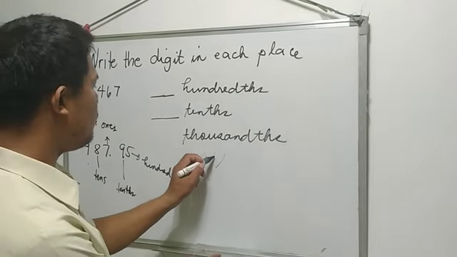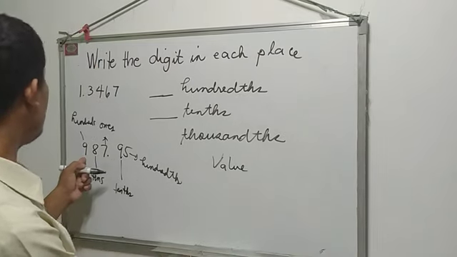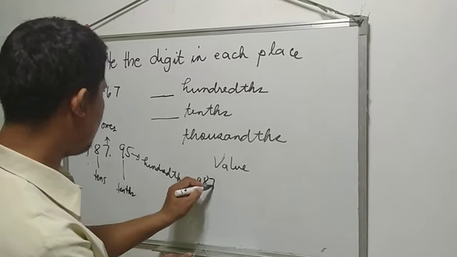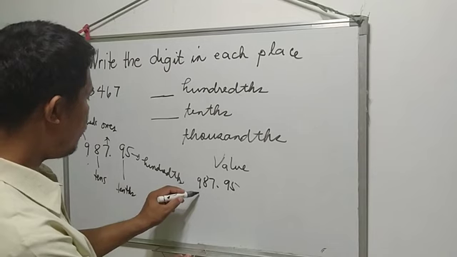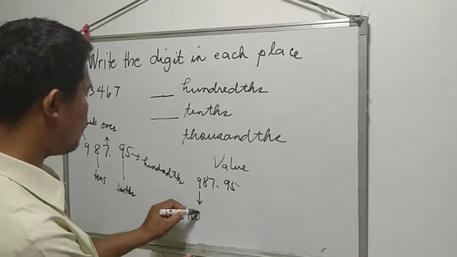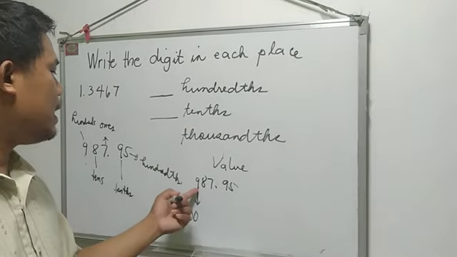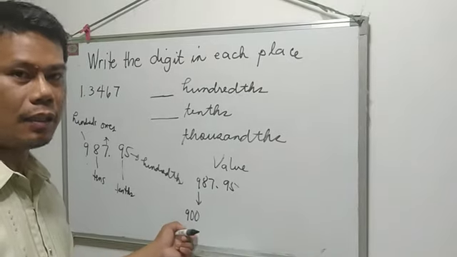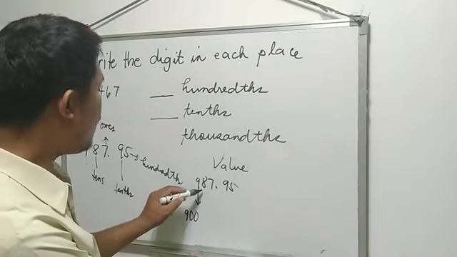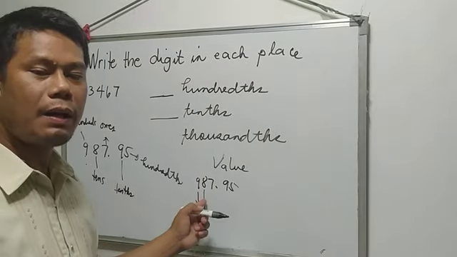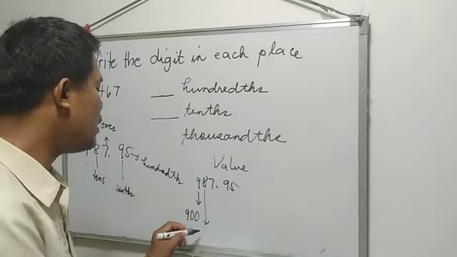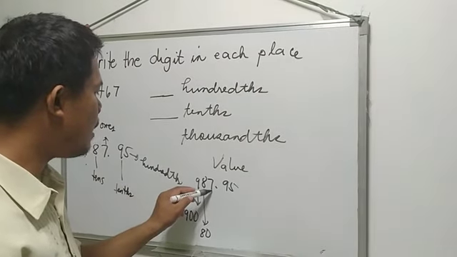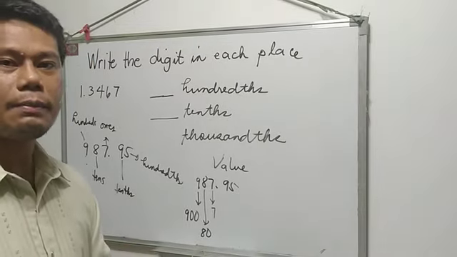Value naman. Pag sinabing value, halaga. So, ano ang value ni 9 dito? Okay, so we have 987 and 95 hundredths. Ang value ni 9 is 900. Why 900? Because the place value of 9 is in hundreds. That is why 9 times 100 is 900. Now, ang place value ni 8, di ba, tens? That is why 8 times 10 is 80. Then, ang value naman ni 7, nasa ones lang siya, kaya 7 times 1 is only 7.